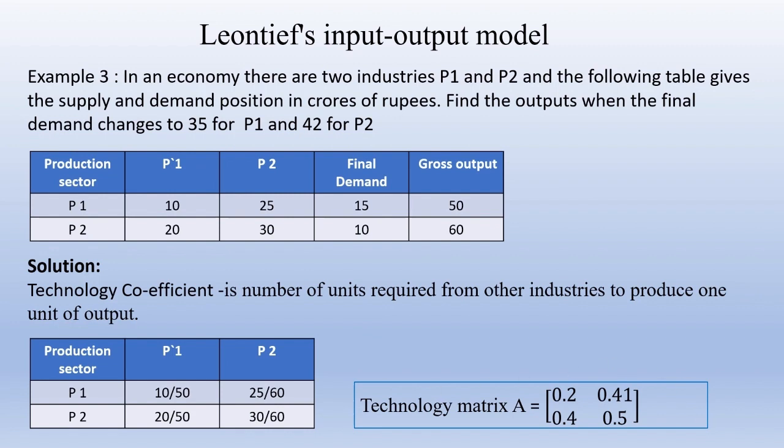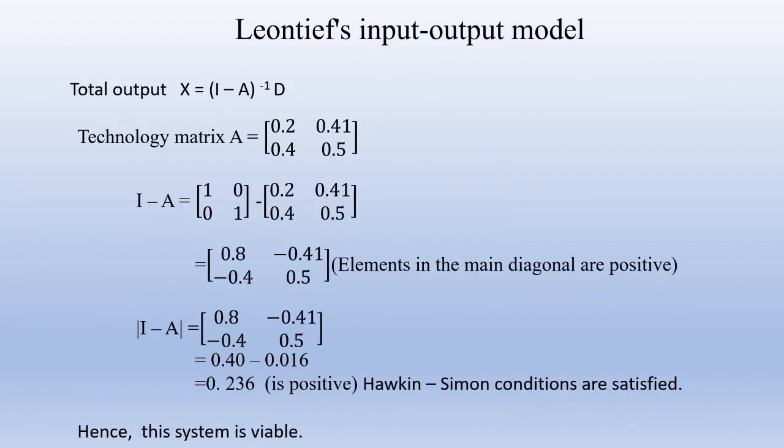Total output X is equal to I minus A, inverse multiplied by D. I minus A, subtracting these two we get this. The determinant of I minus A is 0.236. Here Hawkins-Simon conditions are satisfied, hence it has solutions.